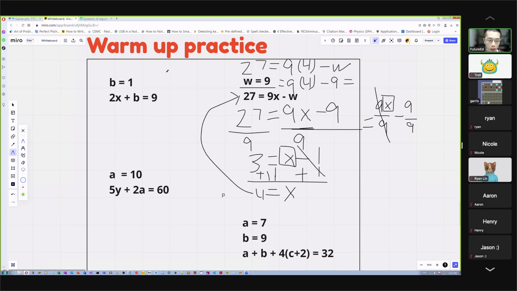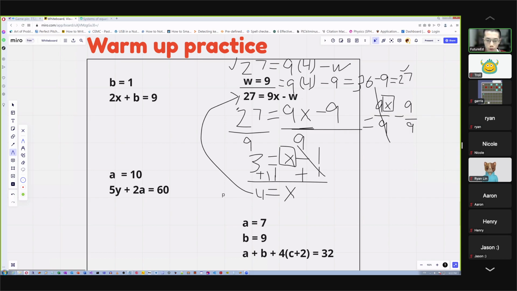We can go through the times table really fast. We have 9 times 1 is 9. I think I know. Okay, so what's 9 times 4? 36. 36, awesome. And then minus 9, that would be 27. Awesome. So we got this right.